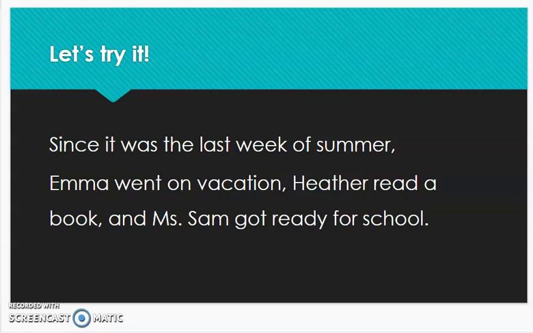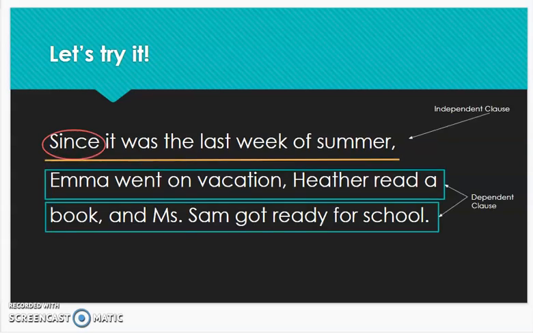This one is a little bit longer. Since it was the last week of summer, Emma went on vacation, Heather read a book, and Miss Sam got ready for school. First thing, I need to find the subordinating conjunction. And my subordinating conjunction is since. Okay, so now that I found it, I know that I'm going to have a dependent clause. My dependent clause is going to be the one with the subordinating conjunction right here. So do you see it?